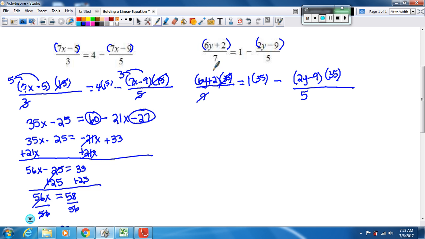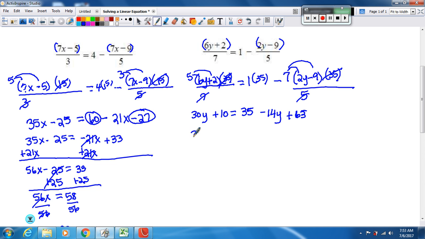Okay, 35 divided by 7 is 5, and that 5 times 6y is 30y, and 5 times 2 is a positive 10, equals 1 times 35 is 35. Divide first. 35 divided by 5 is 7. And notice that negative sign. So we are distributing a negative 7 here. So negative 7 times 2y is a negative 14y. And negative 7 times negative 9 is a positive 63.